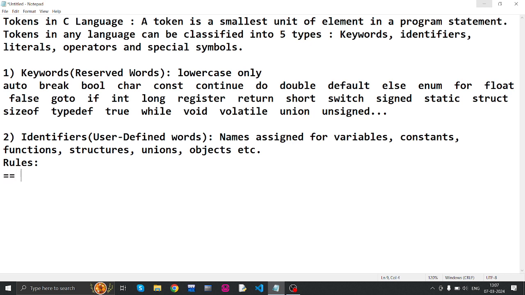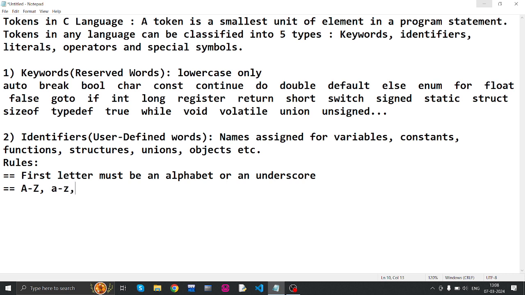What are they? The rules are like, the first letter must be an alphabet or an underscore. An identifier must always start with an alphabet or an underscore. Then, while naming an identifier, I can use capital letters, I can use small letters, and even digits I can use. But a digit cannot be the first letter. Why? Because the first letter must be an alphabet or underscore.